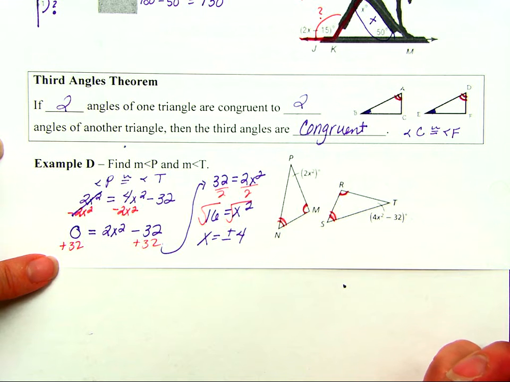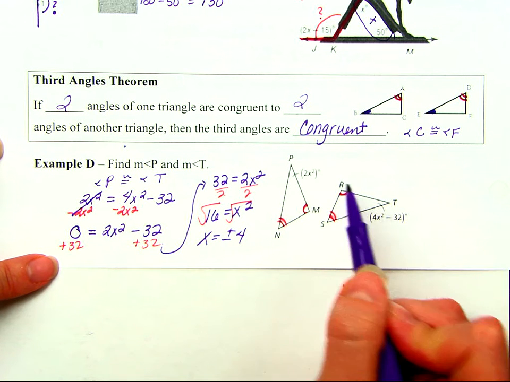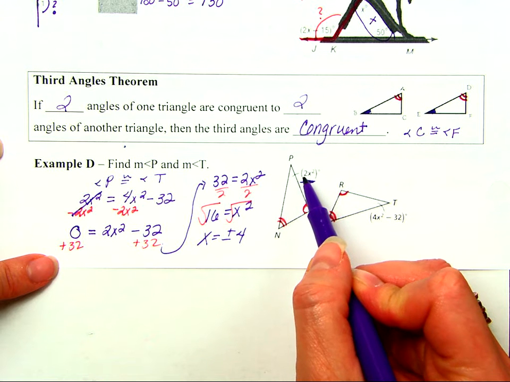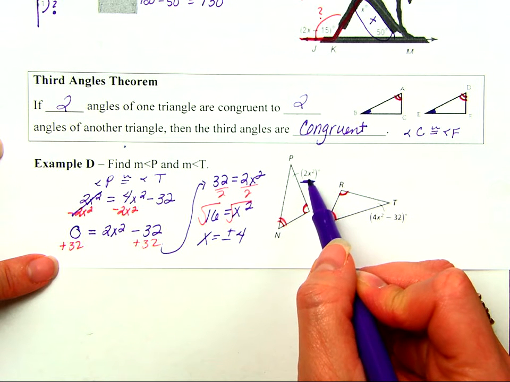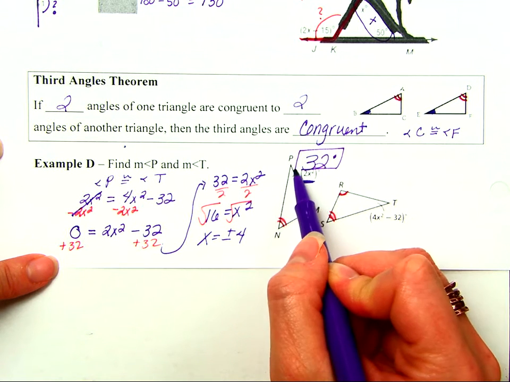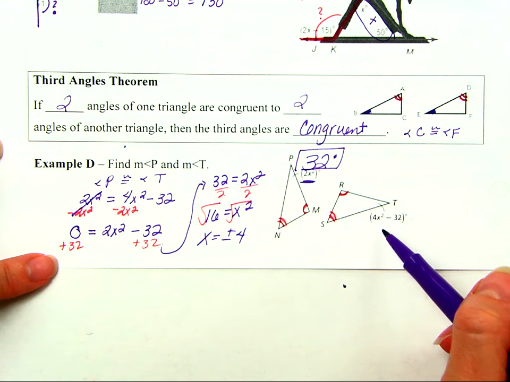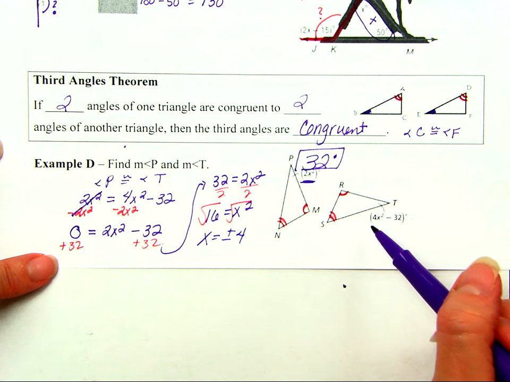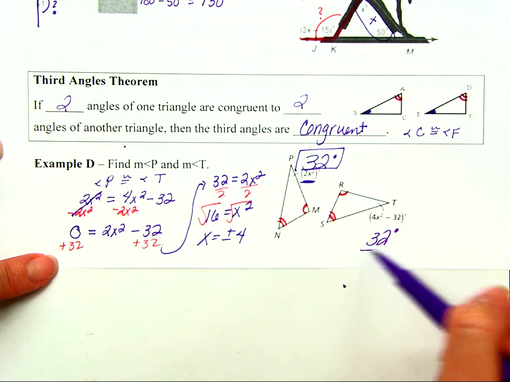Now, it does not ask me for x, it asks me for the angle measure. So I'm going to have to come over here and substitute. If I take 2 times x squared is 16. 2 times 16 tells me this should be a 32-degree angle. Do I have to check this one? Well, it'd be a good idea to make sure that they get the same number. And so as I take 4 times 16 minus 32, I do find out 64 minus 32 that I get 32 as well.